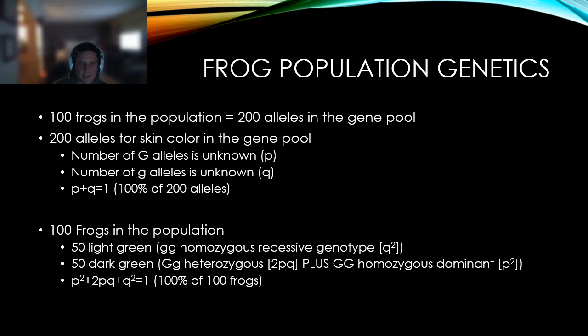Now, there are 100 frogs in the population, and 50 of them are light green. Little g, homozygous recessive genotype, represented by q squared. The other 50 frogs are dark green, and that represents the heterozygous individuals, big G, little g, represented by 2pq in the equation, plus the homozygous dominant individuals, p squared. So that equation, p squared, the homozygous dominant, plus 2pq, the heterozygous, plus q squared, the homozygous recessive, equals 1, or 100% of the frogs.